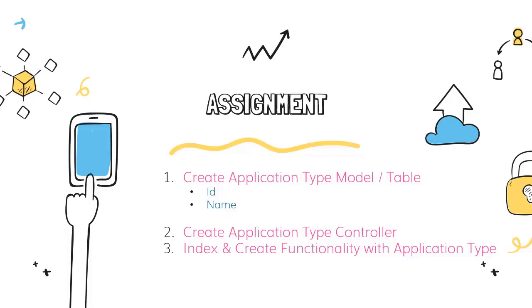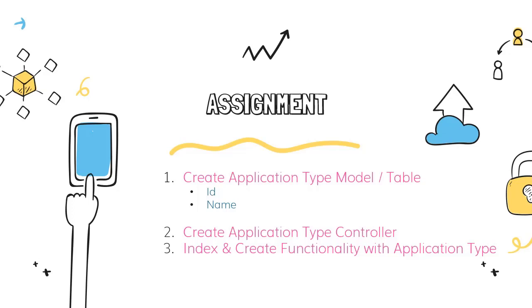Before we move on to validations, let's practice what we have learned so far with an assignment. In this assignment, I want you to create an application type model. In that model, we will have 2 properties, ID and name.